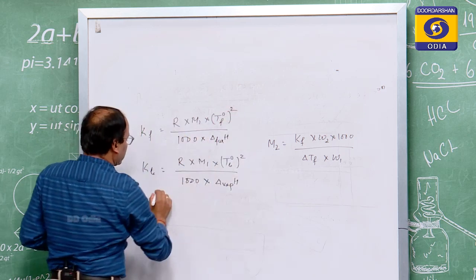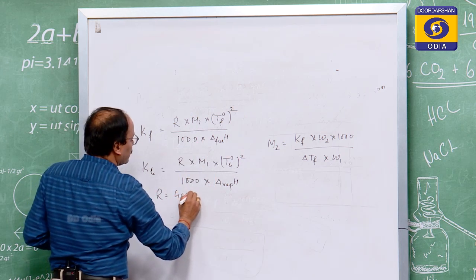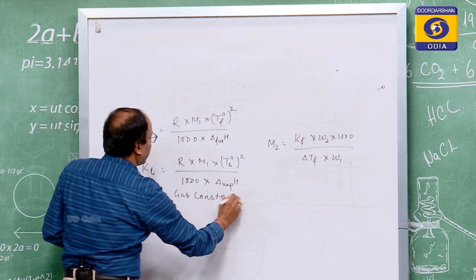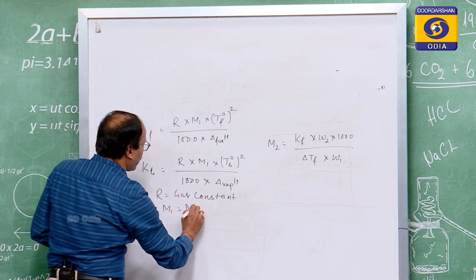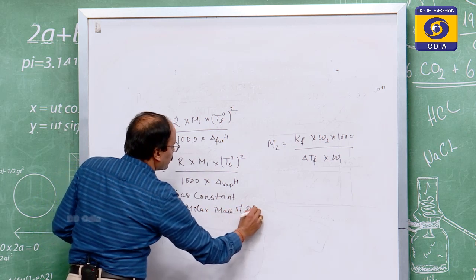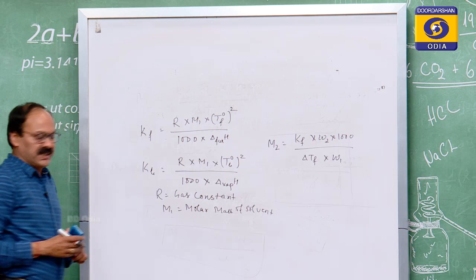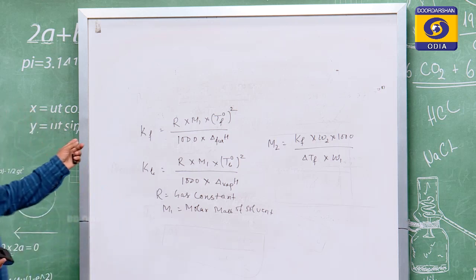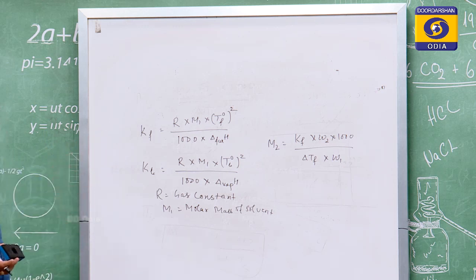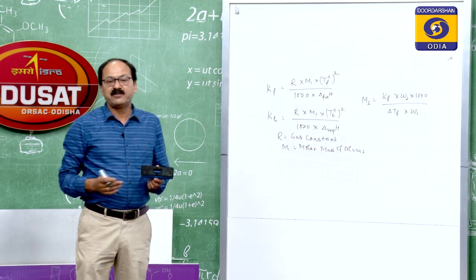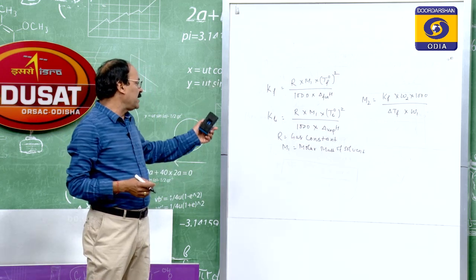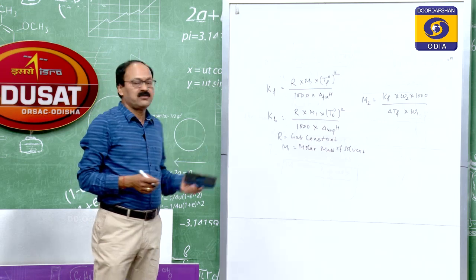where R is the universal gas constant, and M1 is the molar mass of the solvent. That means if you know the gas constant R and M1, the molar mass of the solvent, and the freezing point of the pure solvent is known to you, and delta H fusion, that is the enthalpy of fusion, then you can calculate Kf. Similarly, by knowing R, M1, Tb and the enthalpy of vaporization, you can calculate Kb.